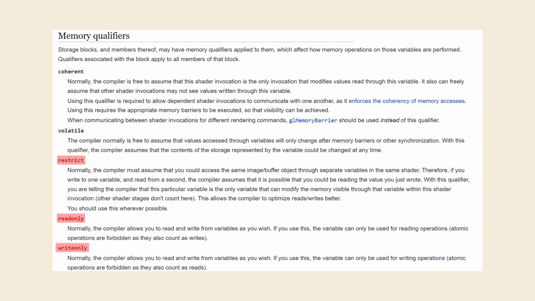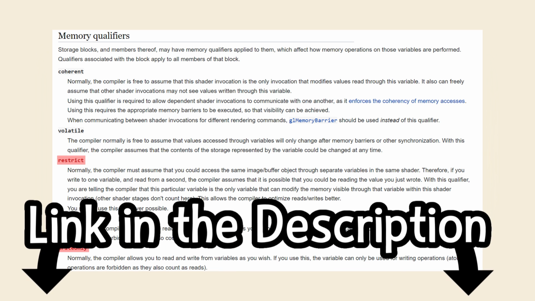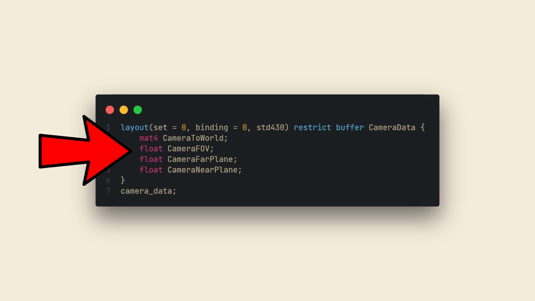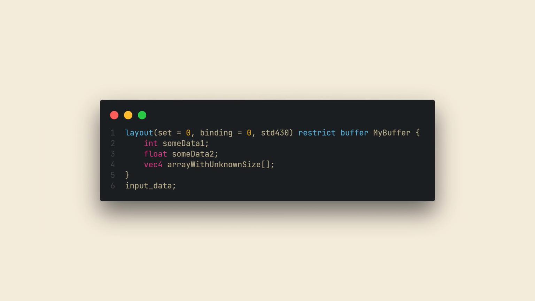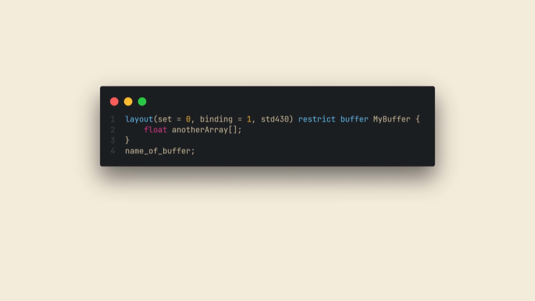Restrict, read only, and write only are memory qualifiers that allow the compiler to optimize the usage of this data across invocations. There's a link in the description if you want to learn about all of them and when to use each of them. Inside, we define all the data that this storage buffer will provide, similar to a struct. There is one rule you must follow though. Each storage buffer object can only have one variable size array, and that must be the last variable inside the storage buffer. If you need another variable size array, you need to define a new storage buffer.